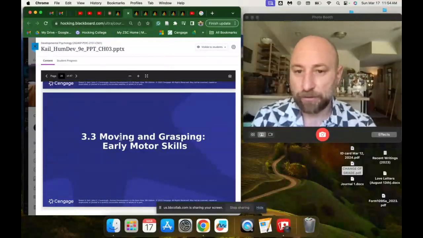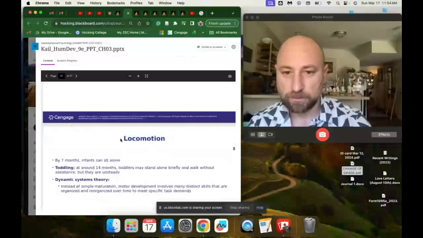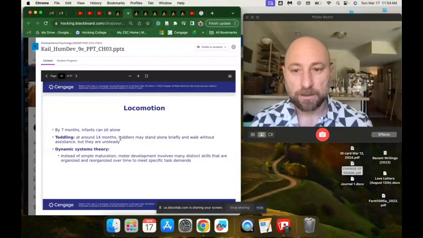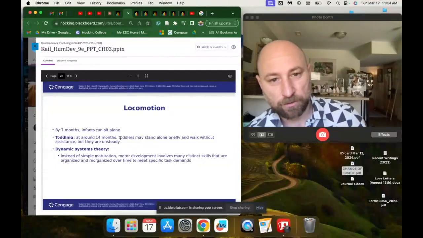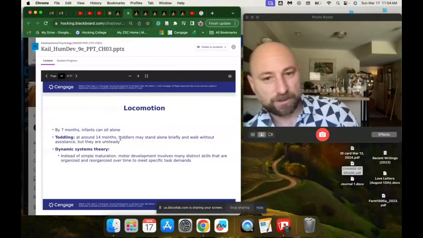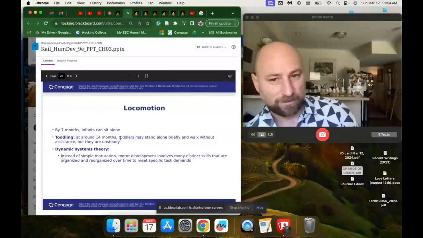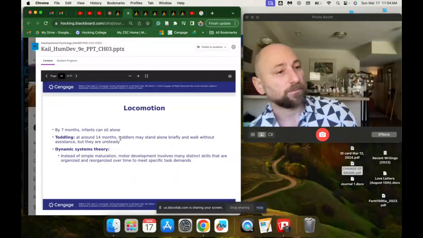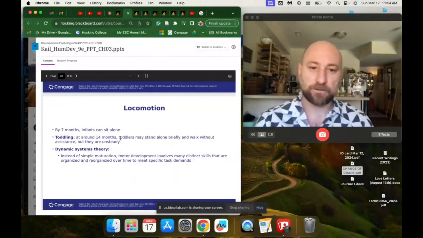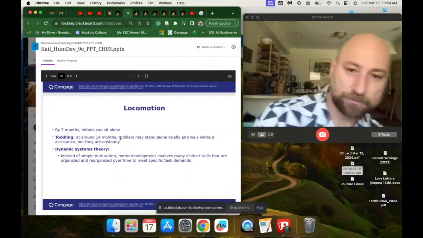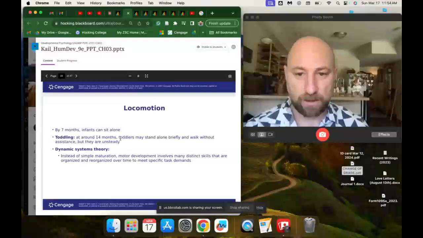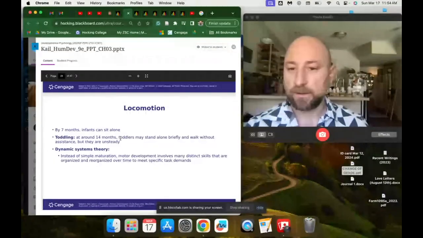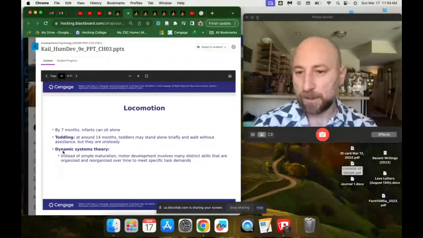Okay, 3.3, moving and grasping, early motor skills. Locomotion. By 7 months, infants can sit alone, meaning sit up alone. Toddling. At around 14 months, toddlers may stand alone briefly and walk without assistance, but they are unsteady. Again, there's a wide range here. You have some babies that are walking by 1 year, and some that are still crawling at 2 years. Some of this just has to do with infant preferences. Some don't mind crawling, some really don't like it, so they learn other ways of getting around. There are a lot of different reasons why it can happen.